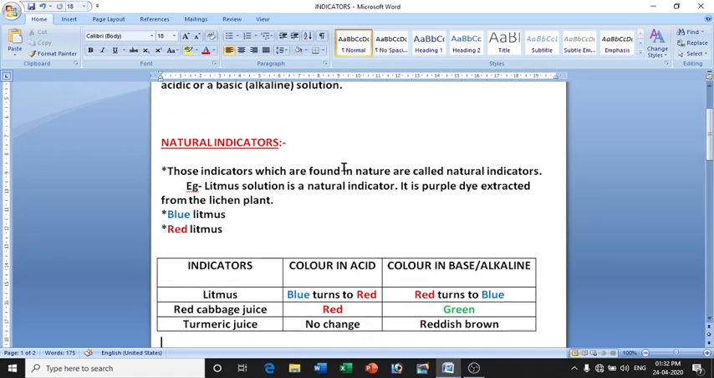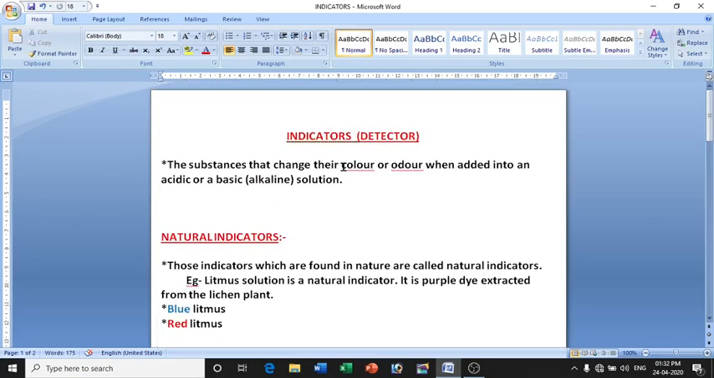Dear students, we have been discussing acids, bases and salts, and today we are going to discuss the most important point of acid-base, that is indicators. So here we start with indicators, and we can just say it is a detector. That means the substance that changes its color or odor when added to an acidic or basic solution. Indicators are substances that, when treated with acid or base, change their color or smell.